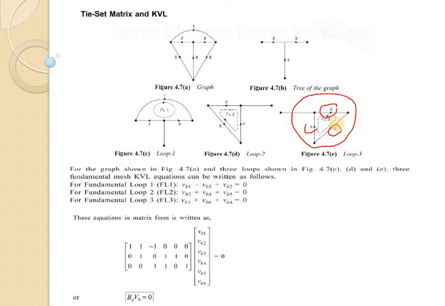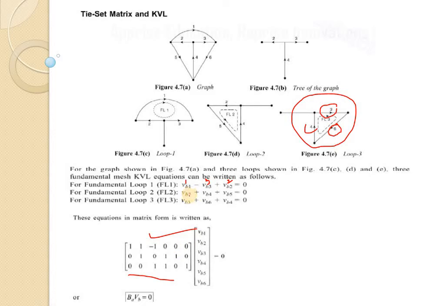So it will be VB3 plus VB6 plus VB4 equals 0. From these equations we can form the incidence matrix, which will be a combination of 1 and 0. For the first equation, it is at branches 1, 3 and 2. In position 1 it will be plus 1, in position 3 it will be minus 1, and in position 2 it will be plus 1. The remaining, 4, 5 and 6, are not connected, so it will be 0.